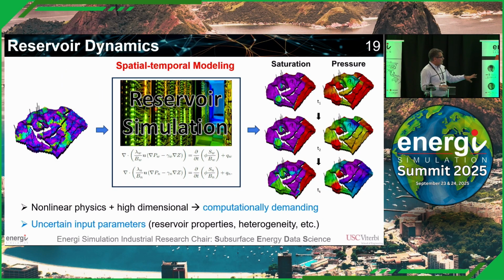Now I'm going to move on to reservoir dynamics. So in this case, what we do, we take these models and we run simulations, often very costly, and we try to predict output from these models in terms of saturation, pressure, basically a spatial and temporal evolution of quantities of interest for us. And oftentimes for computationally intensive workflows, you need to replace that with something that's a lot more efficient.